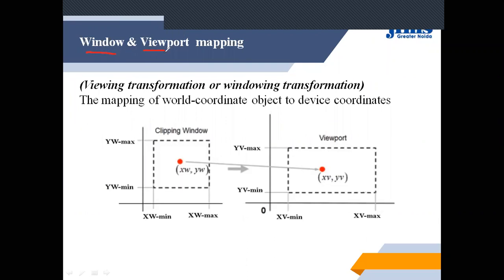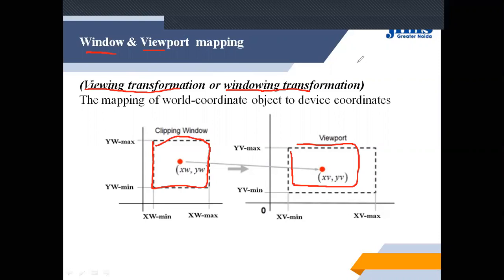For an example, as we discussed there, this is a window and we have to show the image of this window in the viewport. The mapping of window to viewport is also called viewing transformations. Viewing transformation or windowing transformation means we are transferring from window to view or view to window.